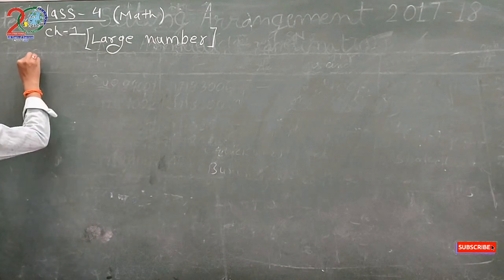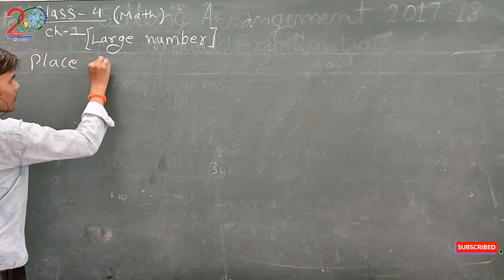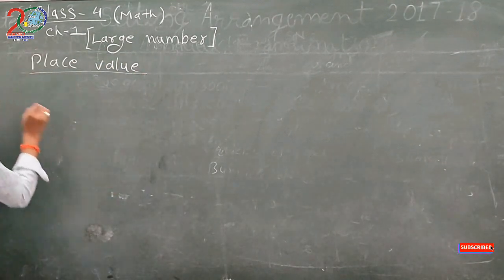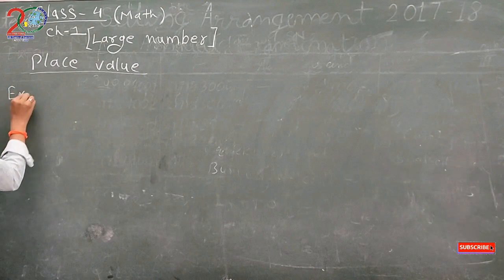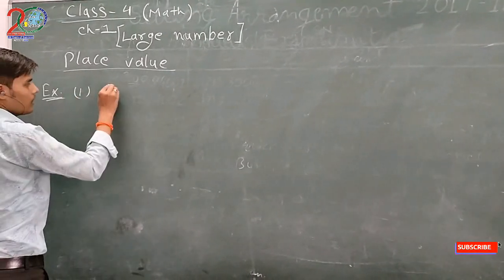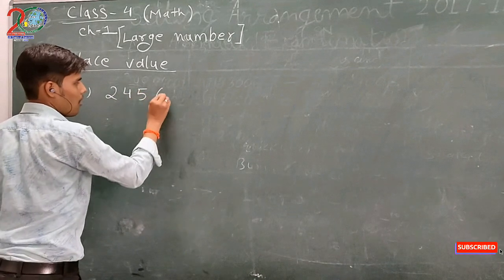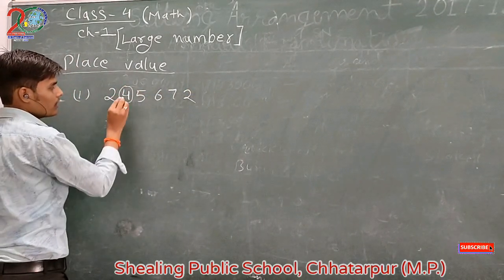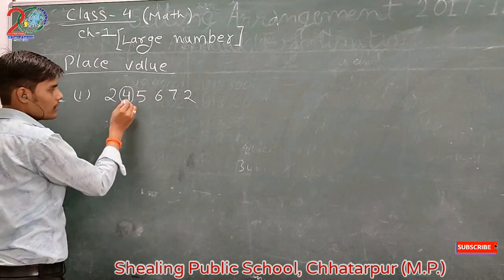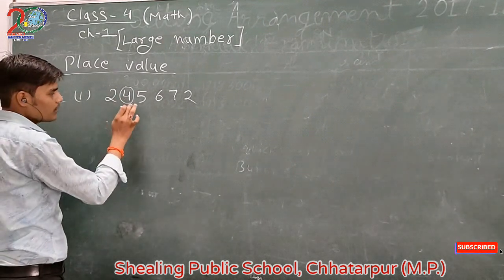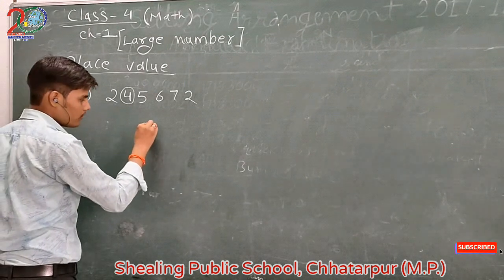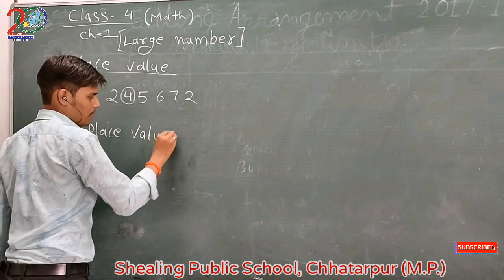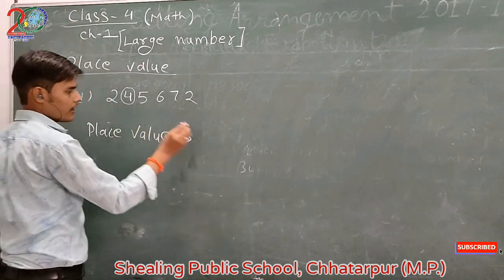First is place value. Okay, place value. So the first example is the place value of a number. Which digit's place value do we write? We write down 4 in the circle. First we write down here 4.